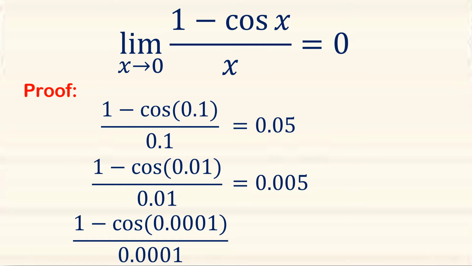And then if we have another point nearest to 0, it is 0.0001. So if we have 1 minus cosine 0.0001 divided by 0.0001, it is approximately equal to 0. Okay? So 0.05, 0.005, 0.0005 is approximately equal to 0.